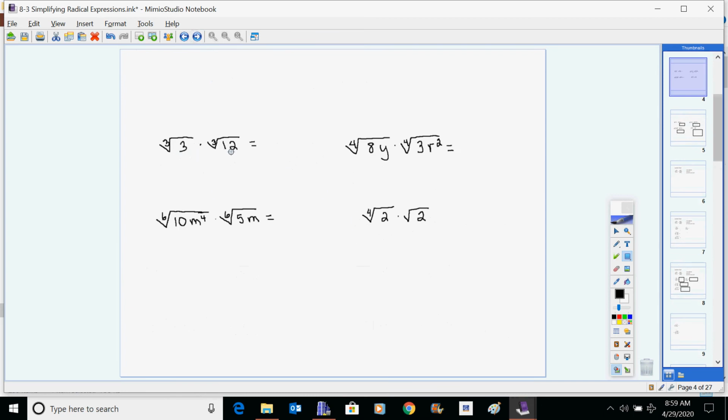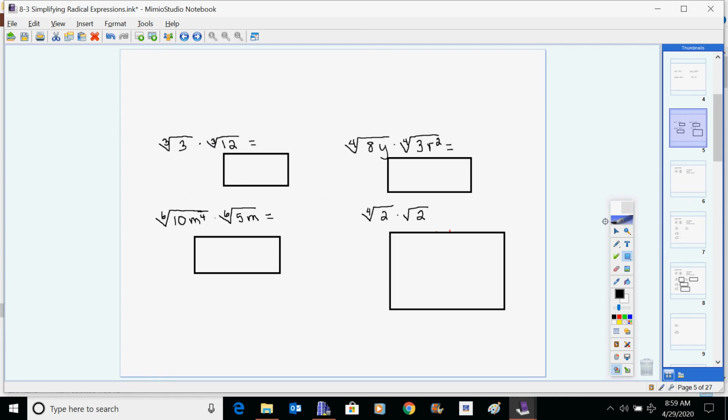All right, so these having the same index, you could take the cube root of 3 times the cube root of 12 and put that together to give you the cube root of 36. Don't get fooled, this is not a square root, so the answer is not 6. It's what number times itself 3 times, so be careful you're paying attention to your index.